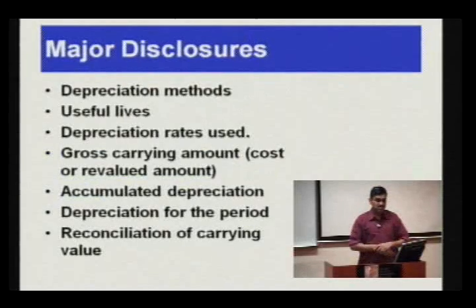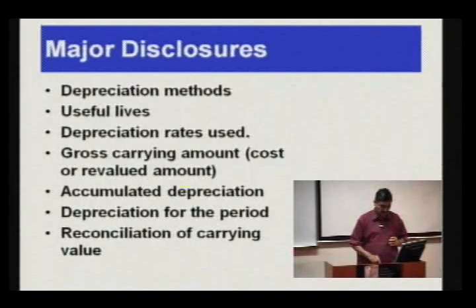The disclosures, as usual, in IAS 16 are more or less the same as in any other standards of any other country. It says that you have to disclose the methods of depreciation, the useful life of the assets, depreciation rates used, the gross carrying amount, the accumulated depreciation, the depreciation for the period, and reconciliation of the carrying value. All these are to be disclosed in the financial statements.